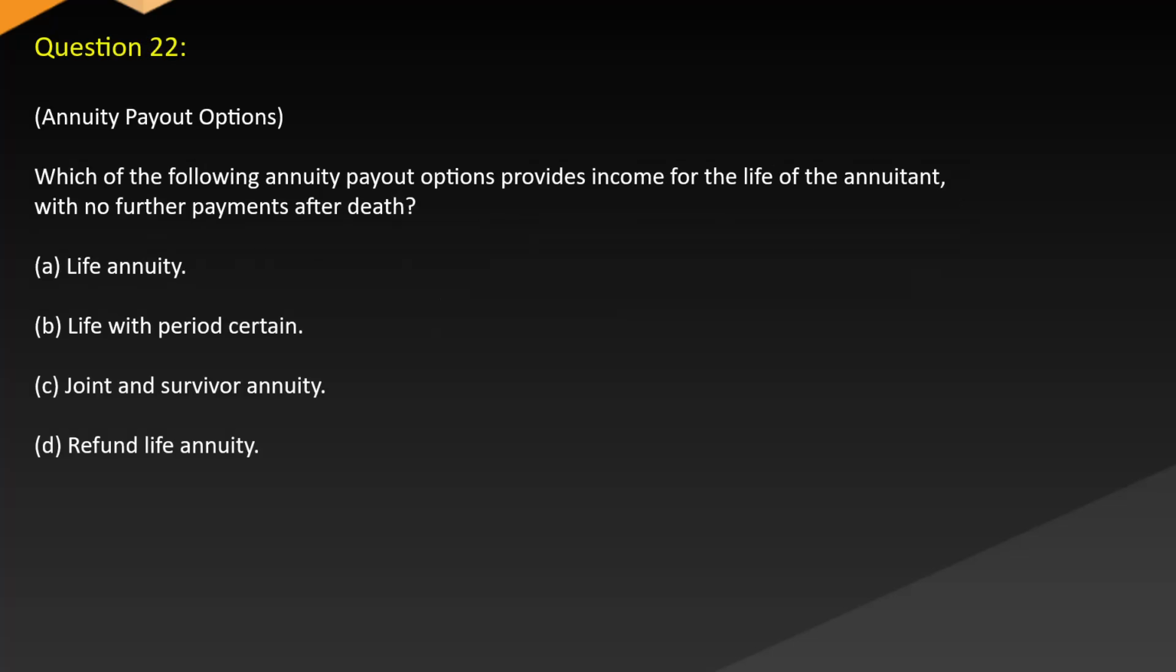Question 22. Annuity payout options. Which of the following annuity payout options provides income for the life of the annuitant with no further payments after death? A. Life annuity. B. Life with period certain. C. Joint and survivor annuity. D. Refund life annuity.